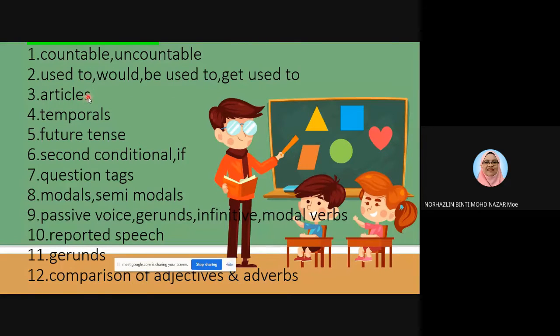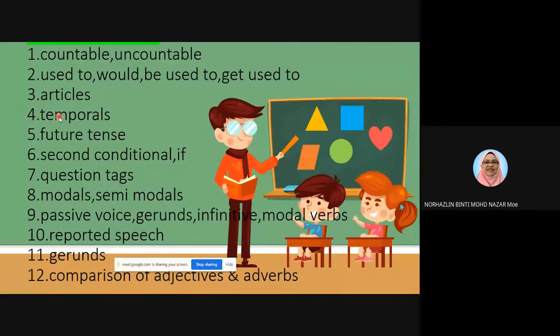Okay, articles, we revise articles. What are the articles? A, an, and also the, right? And the. And sometimes in certain sentences whereby you have to fill in the gaps, you no need to use any at all. Those three articles, tak guna pun articles. So there are rules. There is a rule to that.